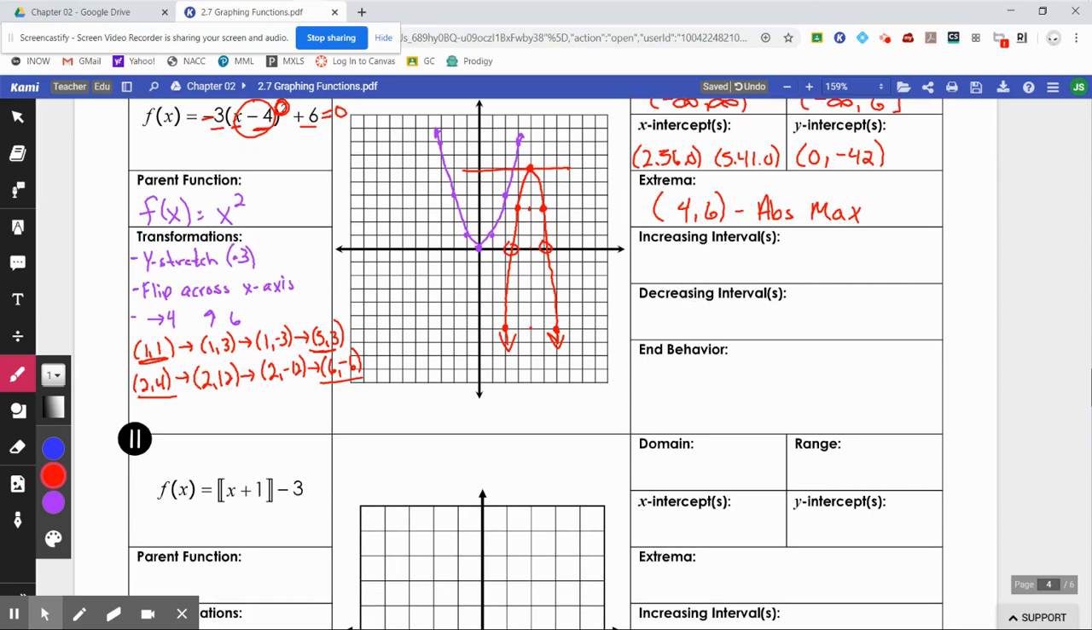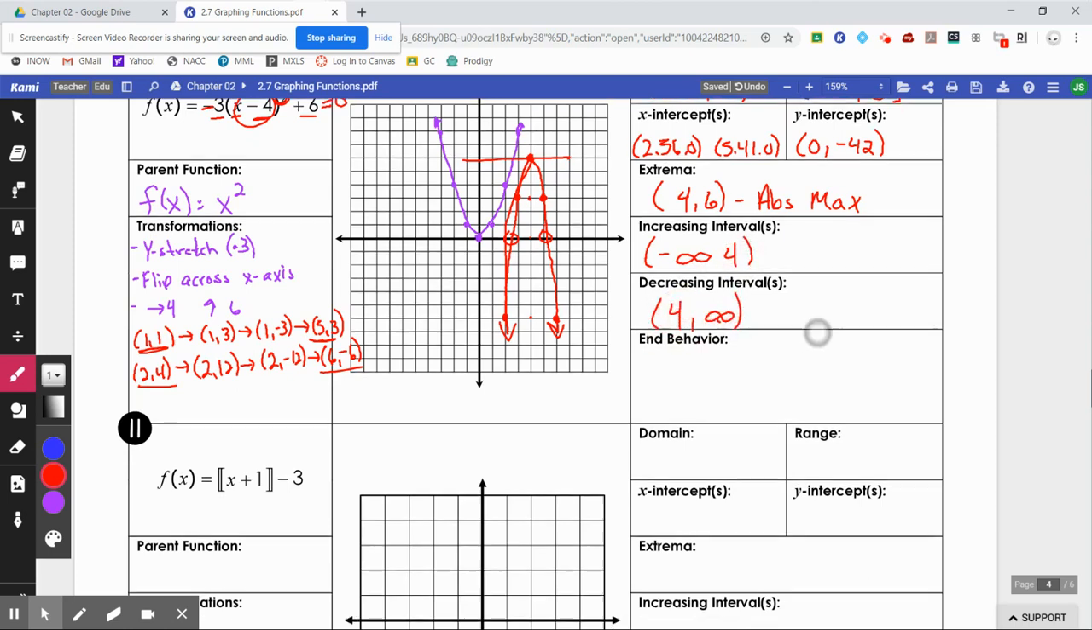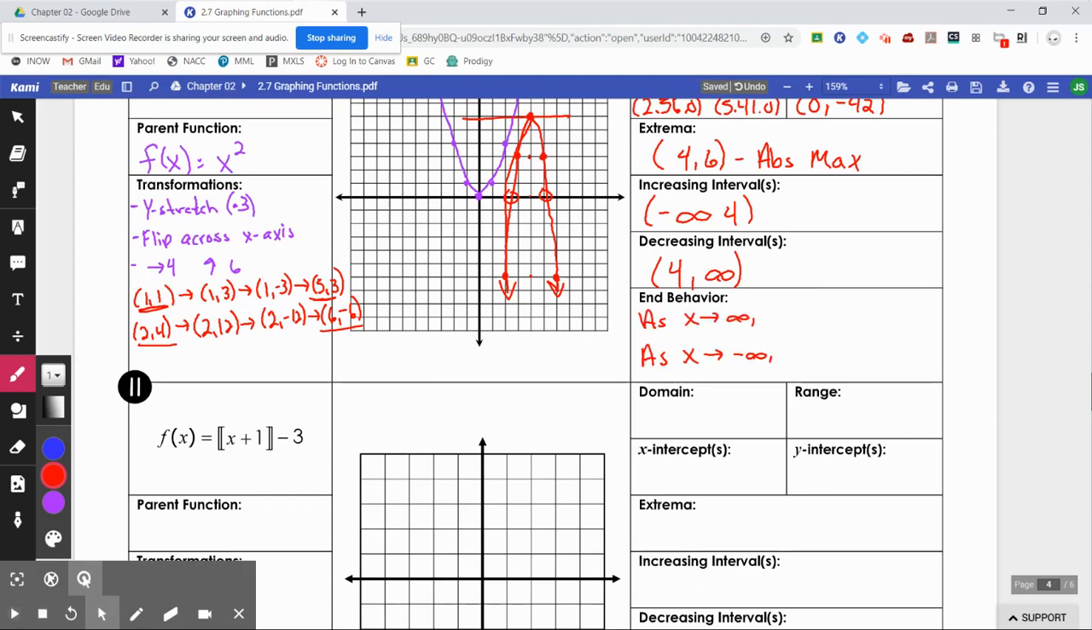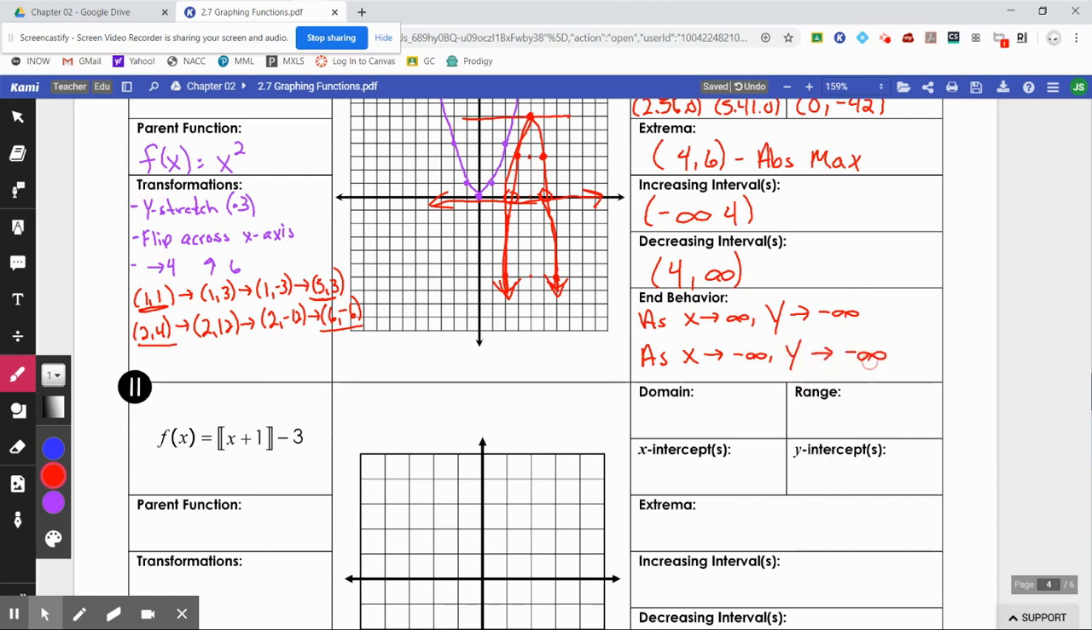Your function increases everywhere up to that x value of your vertex, so that'd be from everywhere from negative infinity up to 4, and then it starts decreasing, and it decreases on the other side of that 4. Your end behaviors: as we travel to the right, our graph goes down. As we travel to the left, our graph goes down. So both of our y values in both directions would approach negative infinity.